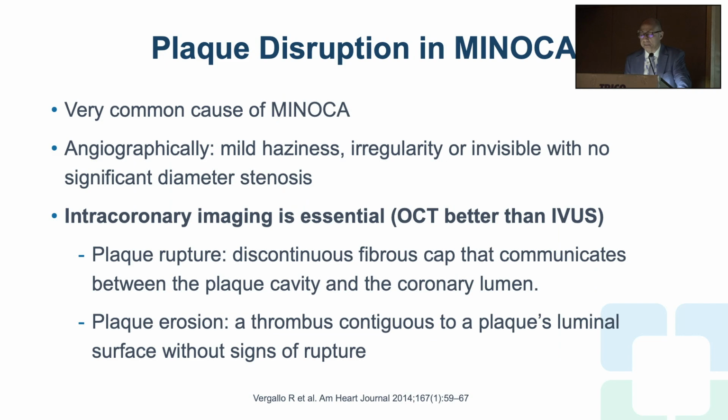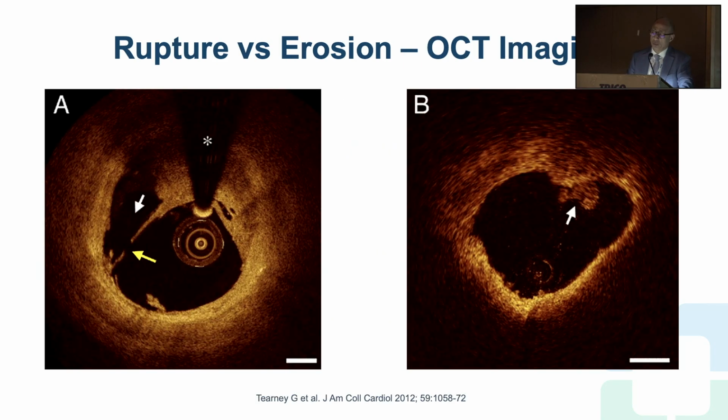So plaque disruption is a very common cause of MINOCA. About 50 to 60% of cases are caused by plaque disruption. Angiographically, these patients have some mild haziness or irregularity. Sometimes you don't see anything at all on the angiogram. But definitely, by definition, they don't have severe diameter stenosis. There is a difference between plaque rupture and plaque erosion. Plaque rupture means there is some discontinuity in the surface of the fibrous cap. Plaque erosion usually means that we don't see the discontinuity in the fibrous cap, but we do see evidence of a thrombus contiguous with the lumen.